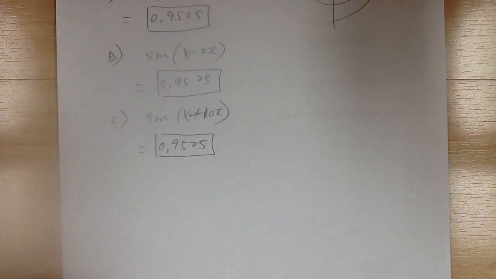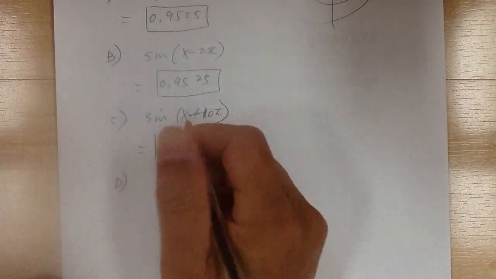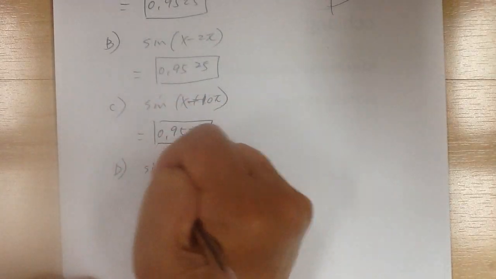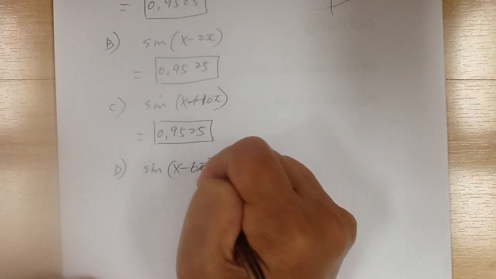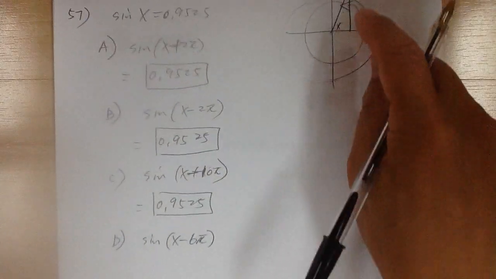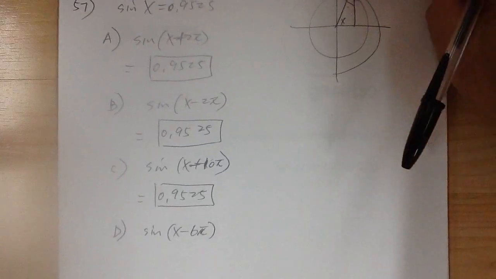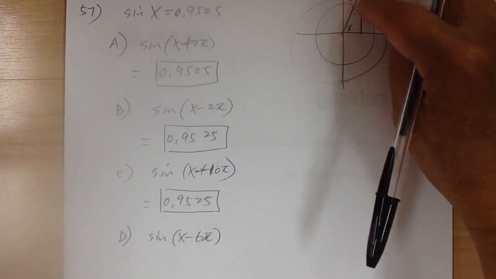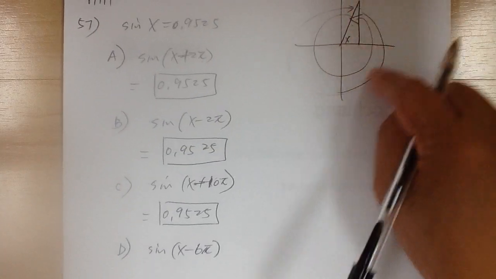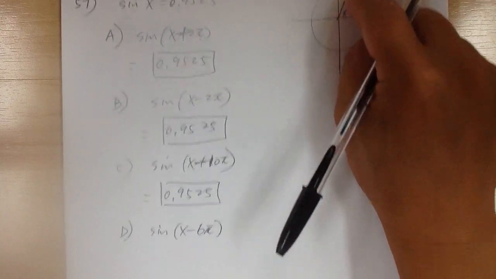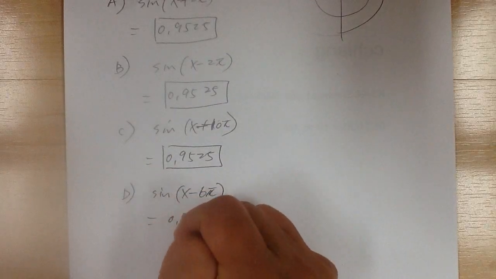Okay. And for part D, sine of x minus 6 pi. Now 6 pi is 3 circles. So in this case it means you go clockwise 3 circles. So start from here, so minus 2 pi, minus 4 pi, okay, and then minus 6 pi. So again, you end up at the same spot, so you're going to get the same answer.